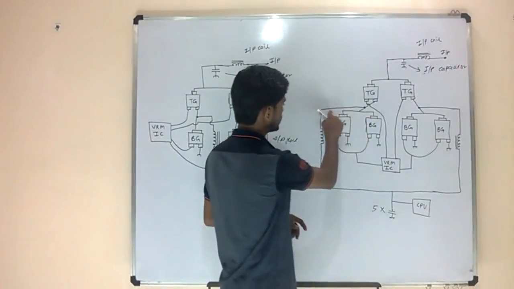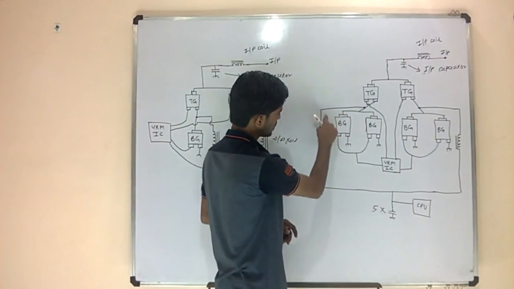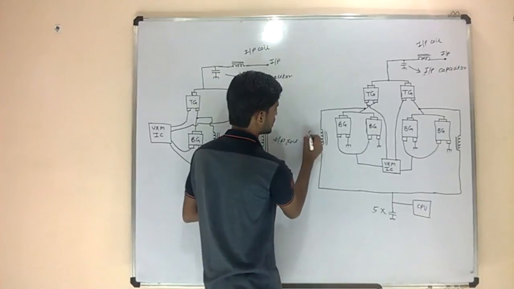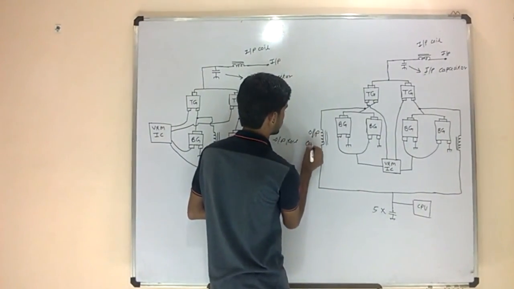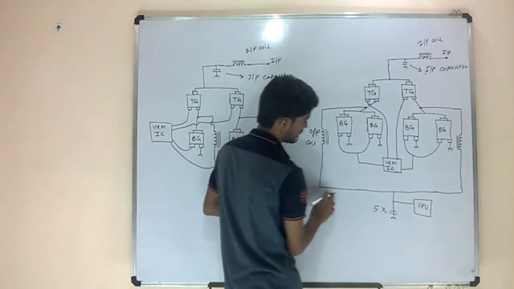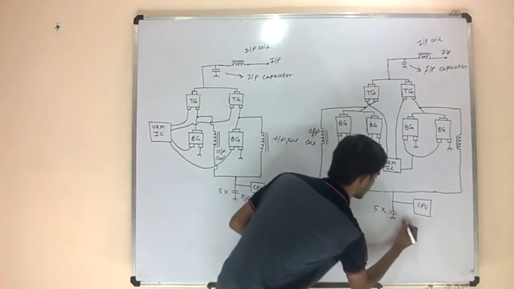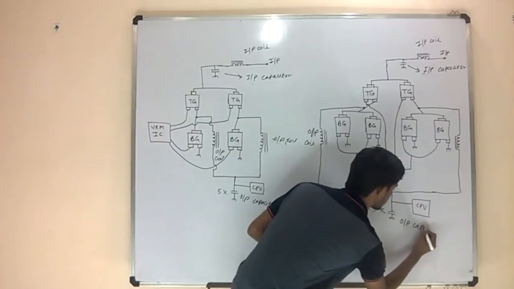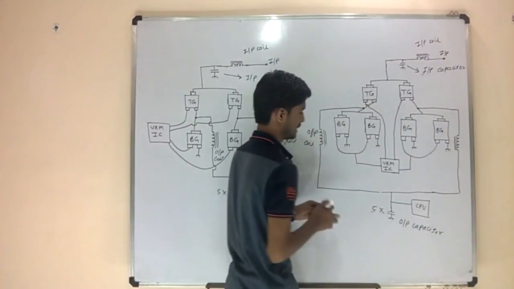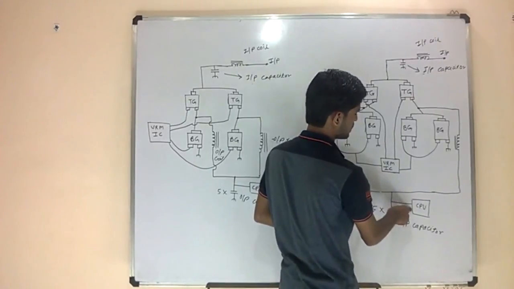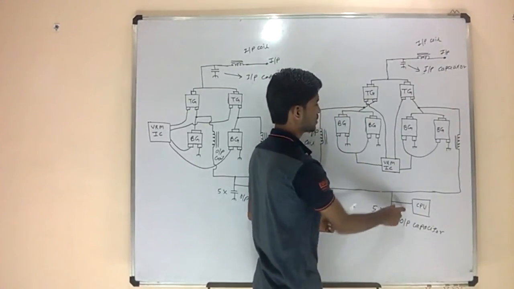This is the output which goes to the CPU, passing through the coil. This coil is an output coil. From this coil, there is a capacitor called an output capacitor. From this capacitor, the supply goes to the CPU. That is the core voltage.